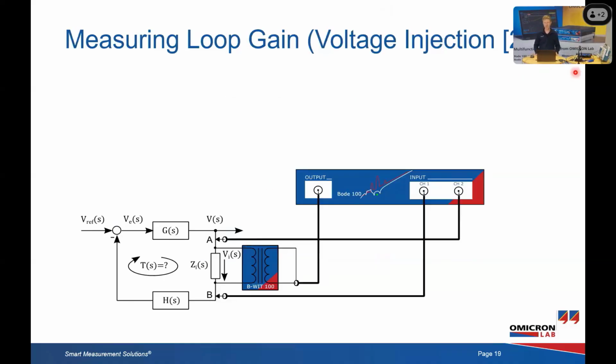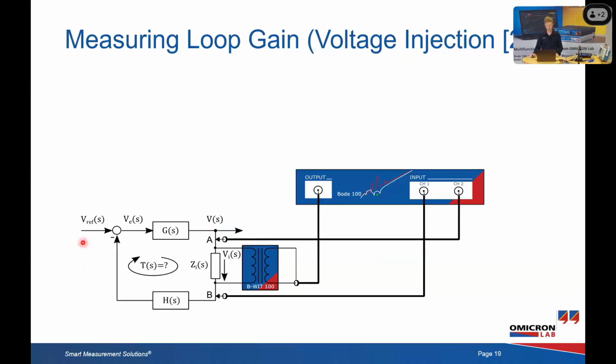The method that is used for this loop gain measurement is called voltage injection. It was first presented by Middlebrook in the 70s. There is a paper at the end of the references, you can find it, that explains precisely how this measurement method works, and I would like to quickly explain it to you here.